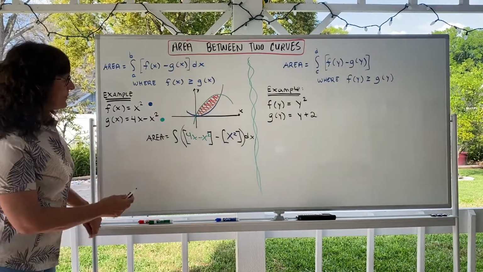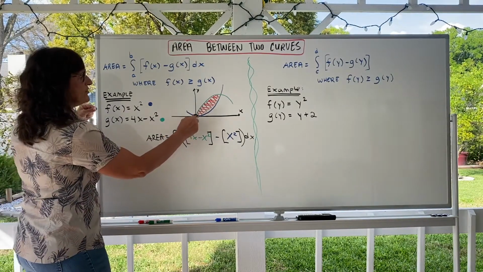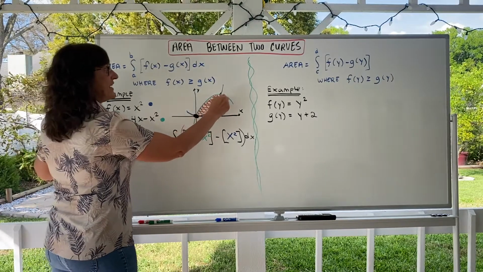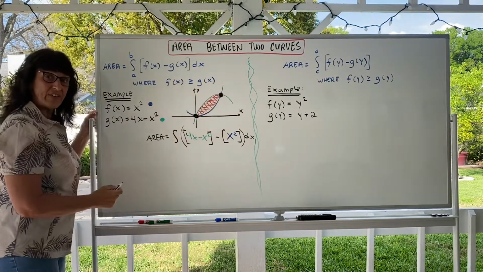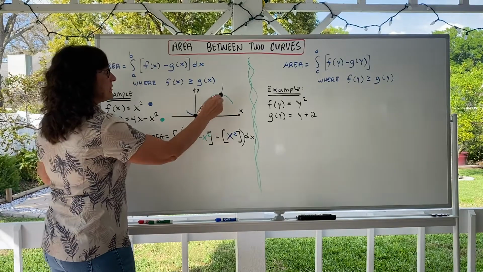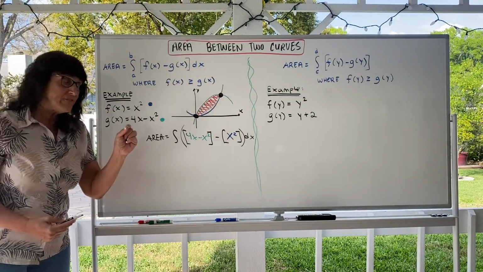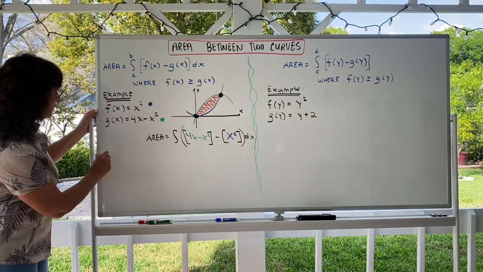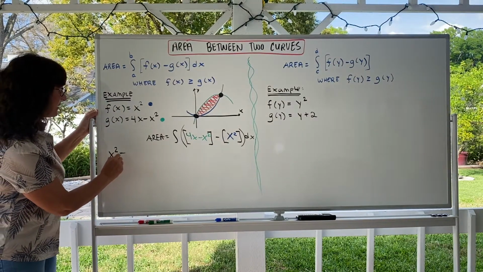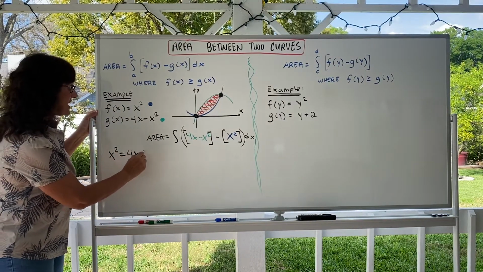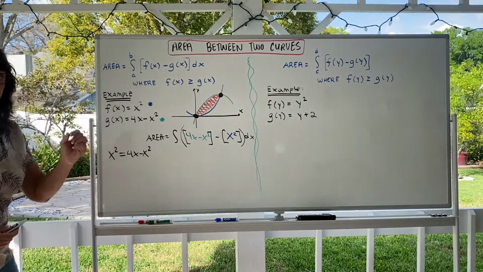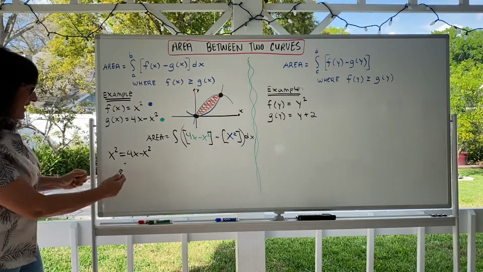And how do we find the bounds of integration? The bounds of integration are going to be the x-coordinates of your points of intersection, okay? So to get the bounds of integration, we need the points of intersection. To find the points of intersection, you're going to take these two curves and set them equal to each other. You're going to take x squared and set it equal to 4x minus x squared, and then algebraically solve.